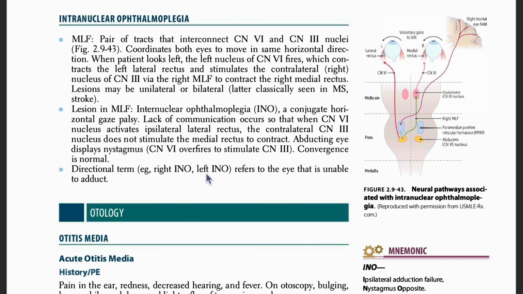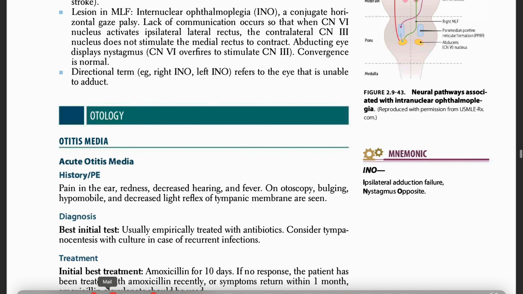Directional term. For example, right INO, left INO refers to the eye that is unable to adduct. Right. So if this one's going to the left side and the right side is not able to adduct, then we have right INO. Cool. It's lateral rectus and this, abducting and this. So it refers to the eye that is unable to adduct. So if this one cannot adduct, with a D, right? So D for delta. Cool.